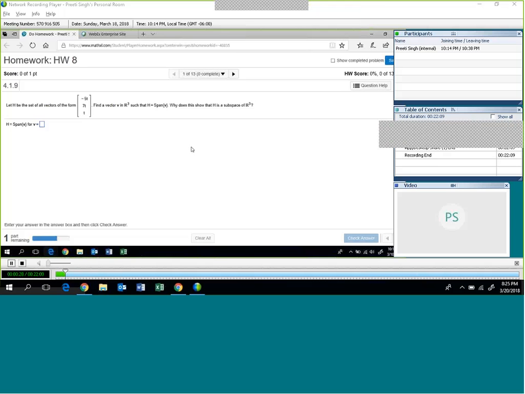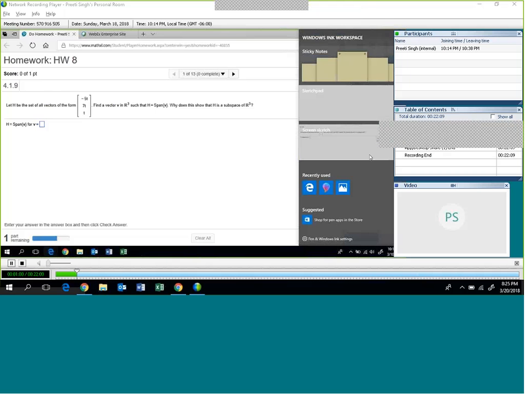But let's see, the span of the question is: if you have a vector given in this form, 5t, 7t, so it's like negative 5, 7, 1 multiplied by t. This is a vector in R cubed. And the question is, find a vector V so that H is the span of V. So first of all, looking at the span, what does span mean?